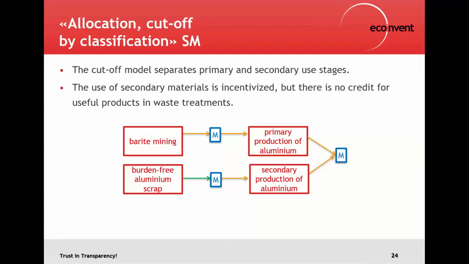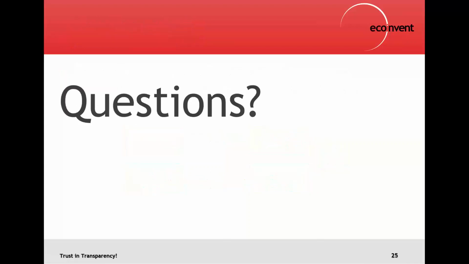For example, in waste treatment, full burdens are given to the waste producers, as a reminder. So as a consequence, there's an encouragement to use recycled products, but there's not an encouragement towards waste treatments which might produce beneficial products, towards improving the technology around waste treatments.